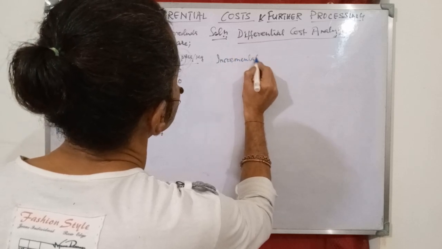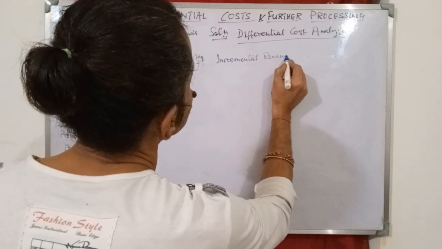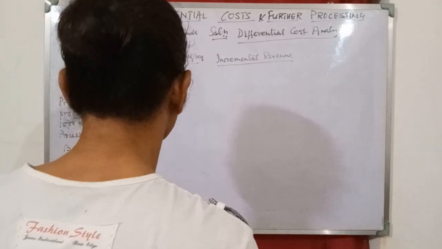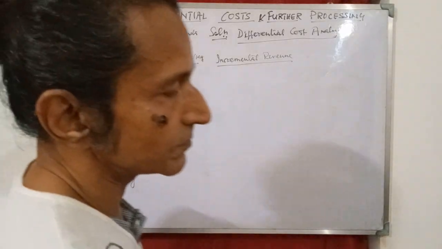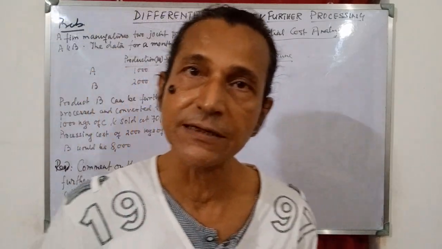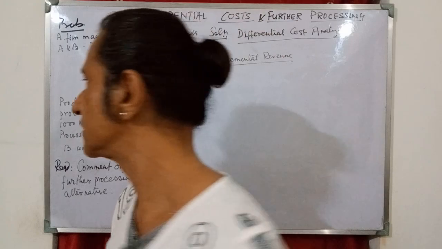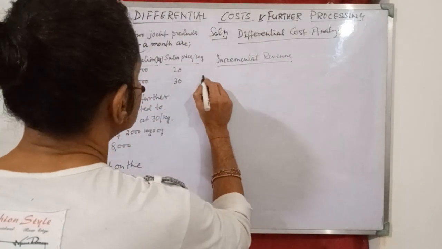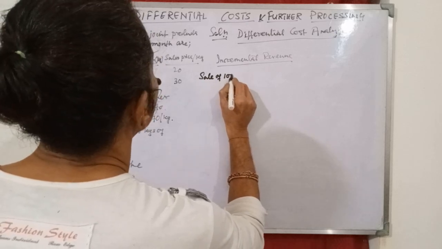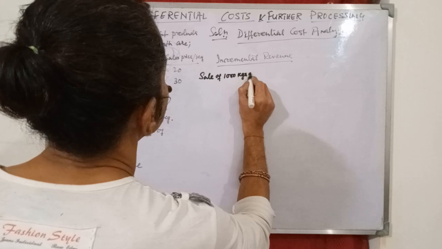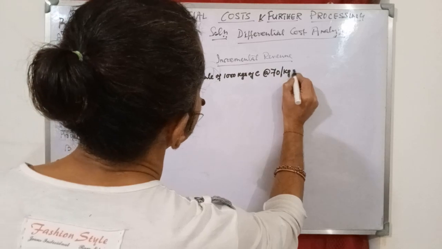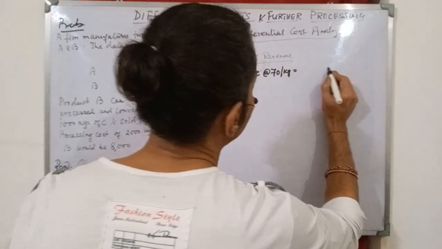Incremental revenue or sales. If the firm decides to process product B further, then the firm is sacrificing the sale of product B direct into the market. Correct? So sale of 1000 kgs of C at the rate of 70 per kg is equal to 70,000.